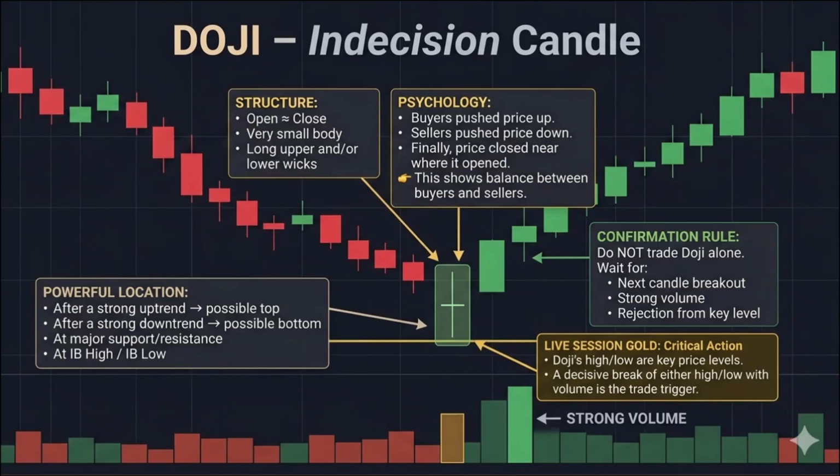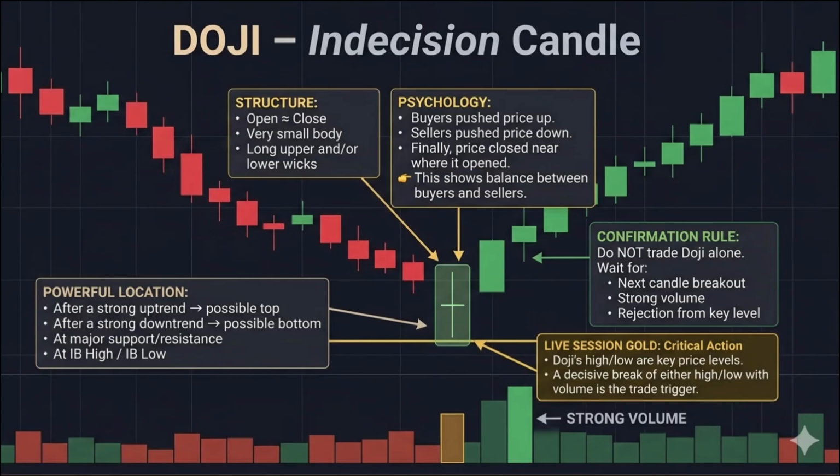So what is the structure here? You can notice the thin body. Despite all the volatility during the session, the open and close were nearly identical. So very small body, long upper wick, long lower wick. You need to try to understand the psychology of buyers and sellers here. The long upper and long lower wicks represent a battle where both buyers and sellers tried to take control, but neither could hold it by close.